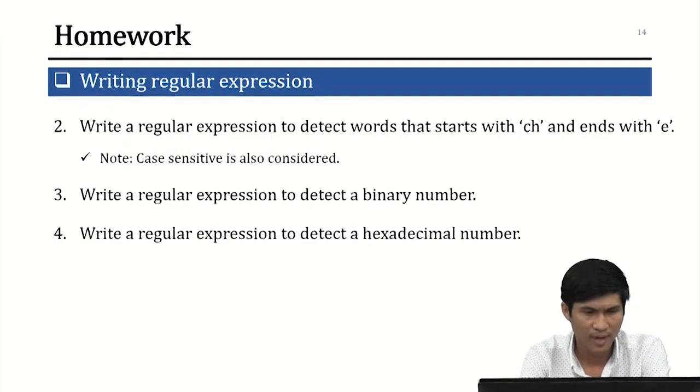And the next exercise is you write a regular expression to detect a binary number. We know that a binary number can only be in the range 0 and 1. It cannot be any other number. And last but not least, write a regular expression to detect a hexadecimal number. I think you already learned what binary, decimal and hexadecimal numbers are. So just give rules that match these regular expressions for finding those numbers.